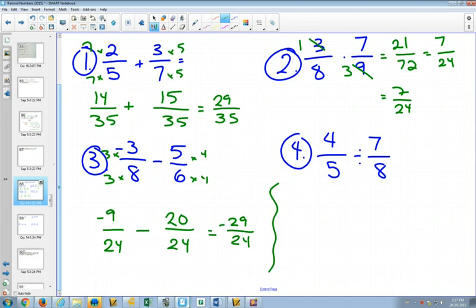For number 4, we're dividing, so we have to remember flip-sky doodles. So we flip it over, and again, this might be a place where you check, can I simplify 4 over 5? No. Can I simplify 8 over 7? Can I simplify on the diagonals 4 over 7 or 8 over 5? No, so that when I multiply these and get 32 over 35, it's already in lowest terms.